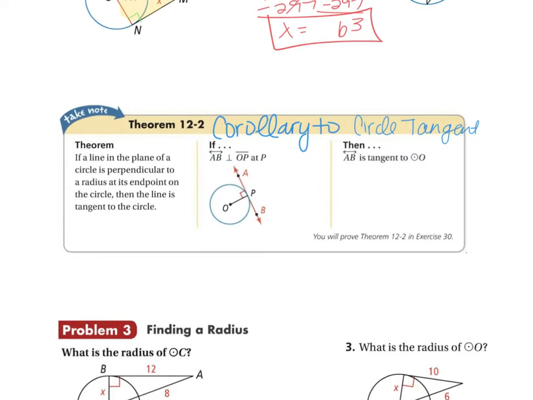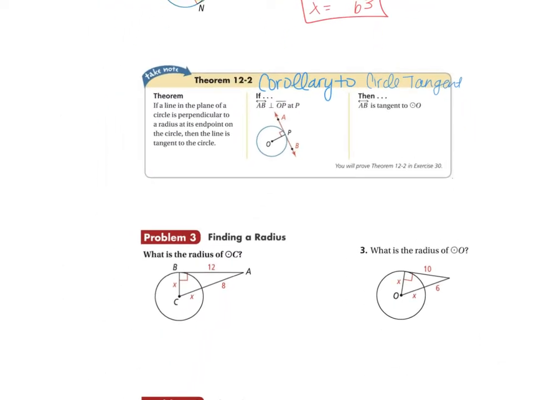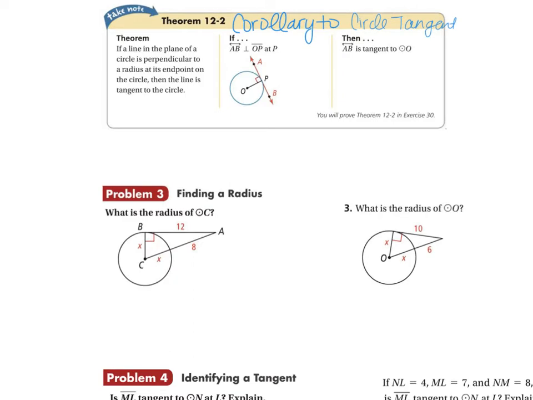Okay, now here's the corollary to the circle tangent theorem that we just talked about. Now they're telling you that if it's a right angle there, then it is a tangent. It's kind of common sense if it goes back and forth. So if it's a tangent, it's a right angle. If it's a right angle, it's a tangent. I know, it seems a little redundant.